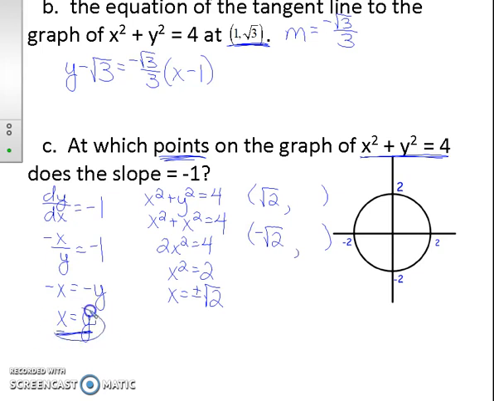So that's where I go back to here, where I figured out the relationship between x and y. Notice x and y are the same. So if x is positive square root of 2, y is positive square root of 2. If x is negative square root of 2, y is negative square root of 2. This here is the graph of x squared plus y squared equals 4. It's this circle, centered at the origin with a radius of 2. And those two particular points happen to be right here and right here. And notice if you draw in those two tangent lines, they do have slopes of negative 1.